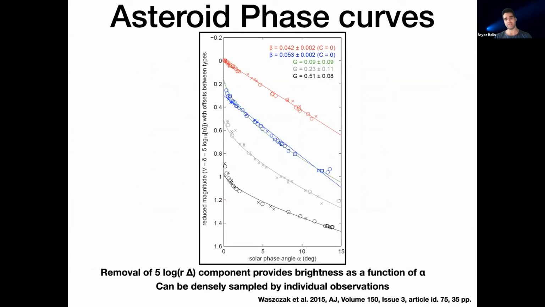Now, when you remove the distance components, the 5 log R delta component, you get something called phase curves. You can get the brightness of an asteroid as a function of its solar phase angle. At 0, you're at full illumination, and you have something called the opposition effect. That's why in these curves you see a peak around 0. In general, if you take targeted observations with dense coverage of these phase curves, observing an asteroid at phase angles less than 30 degrees, you get this nice curve, where asteroids gradually brighten as they get closer to a phase angle of 0 degrees, and they drastically brighten at less than 1 or 2 degrees. These can be densely sampled for targeted observations of specific asteroids on specific dates.